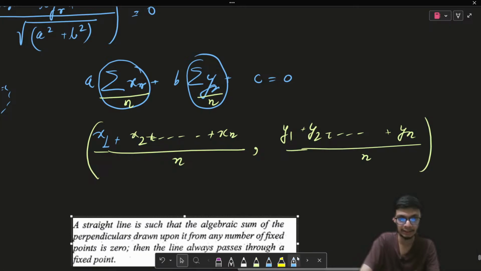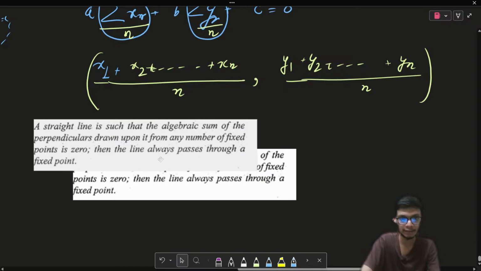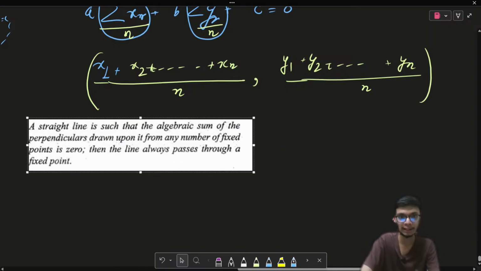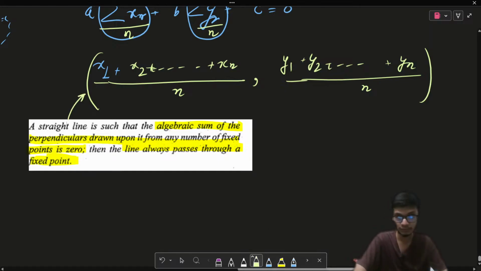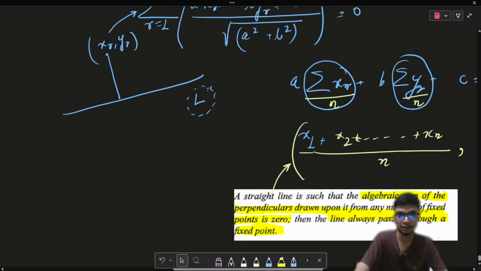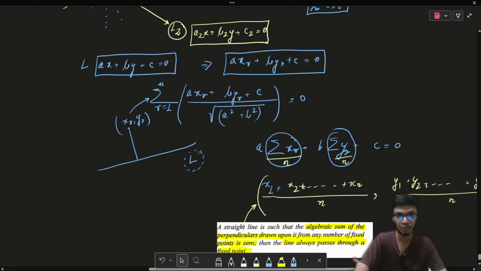On the basis of this statement, I have found the fixed point, and therefore the line which is obtained by varying lambda is the family of straight lines, right? A straight line is such that the algebraic sum of the perpendiculars drawn upon it from a number of fixed points is 0, then the line always passes through a particular fixed point, and that fixed point is already derived in front of us. So this is my fixed point through which that line is passing, okay? I hope this expression is clear to all of you.